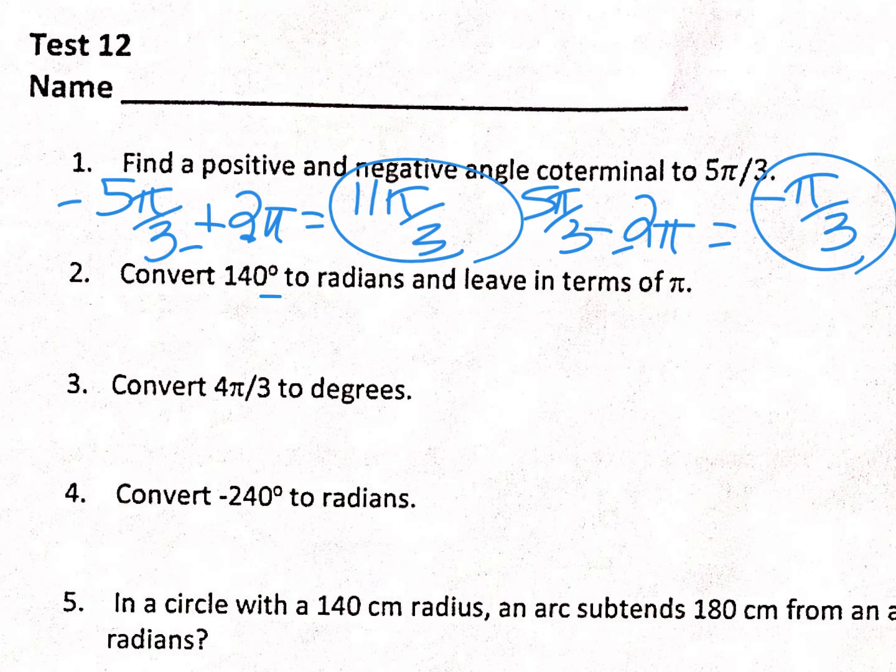Number 2, convert 140 to radians. When you convert to radians, we're just going to divide that angle by 180. If you punch it in your calculator, you get 7/9. Don't forget to put the pi back with it. 7 pi over 9.